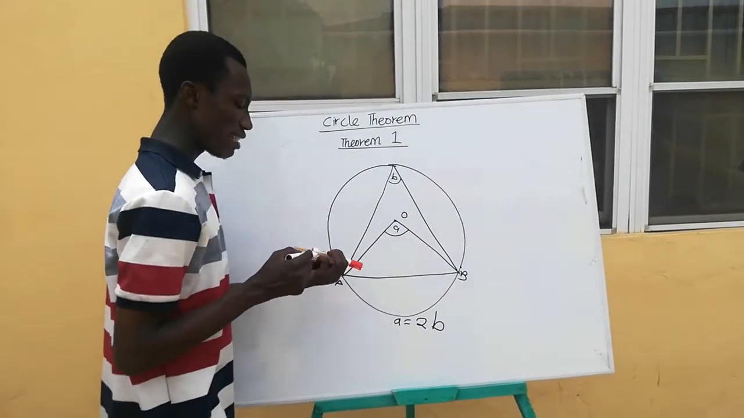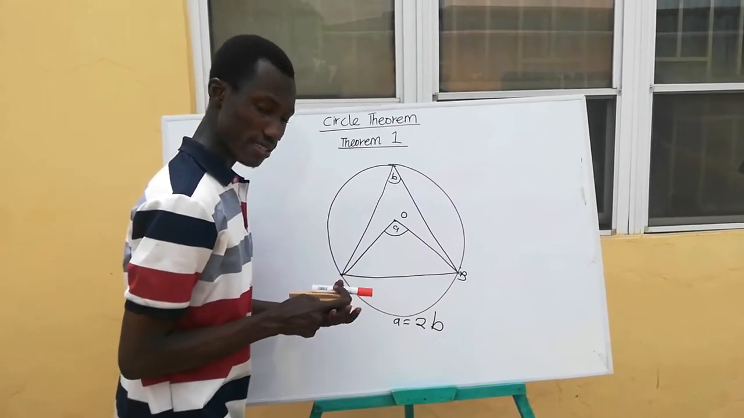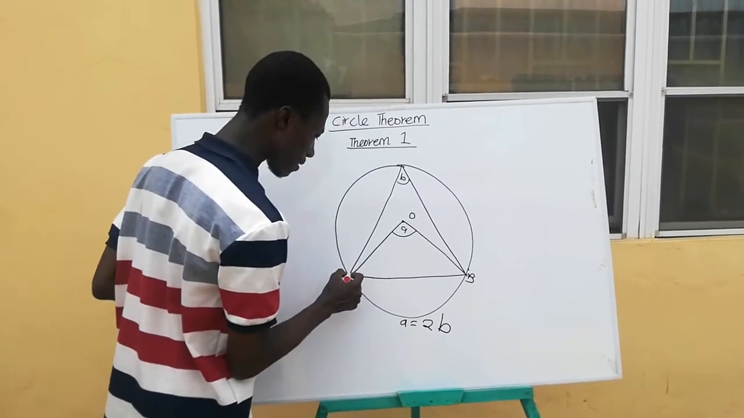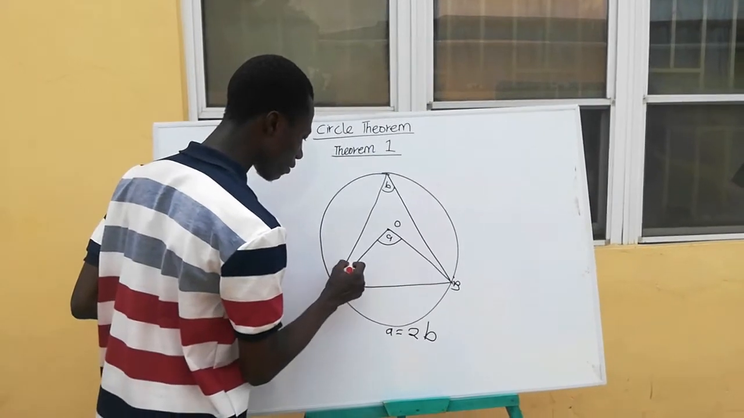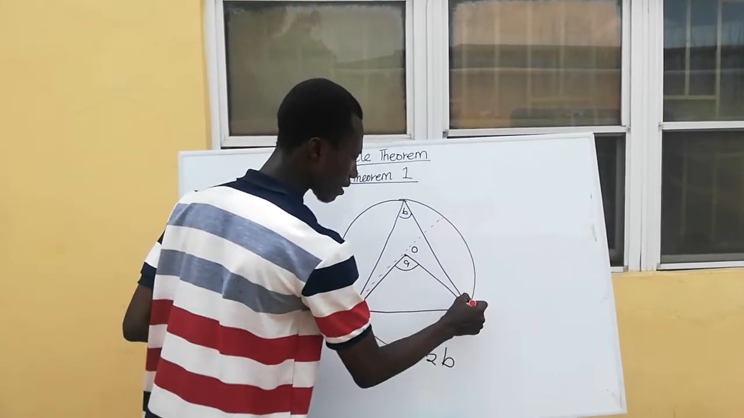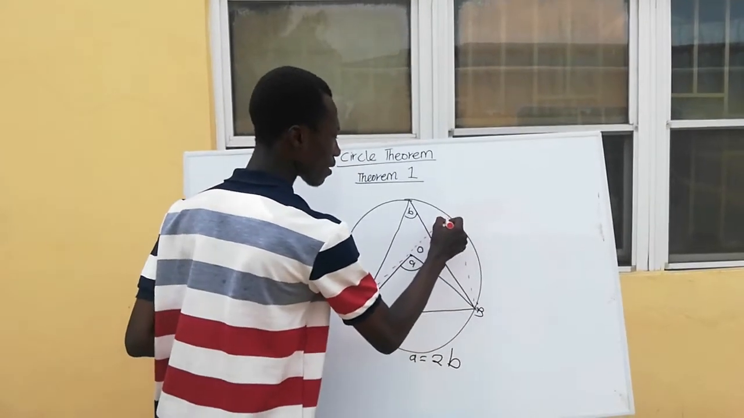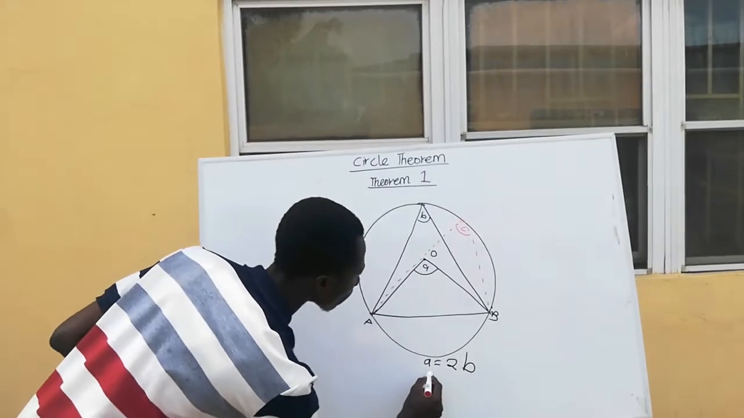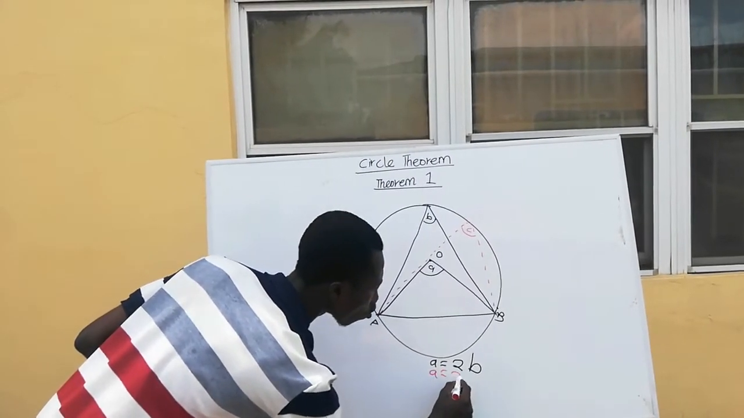Likewise, we can use a different scenario for this. Let's say the chord AB subtends another angle to a point here. Here is C. The angle C, A is equal to 2 times C.